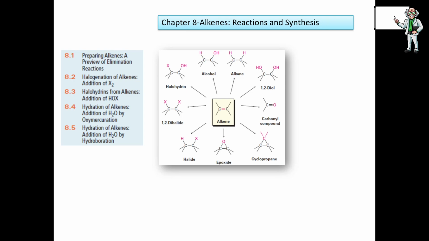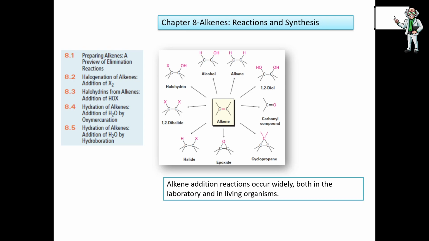Okay, alkenes are very important in organic synthesis. As you can see in the slide, we can do a lot of reactions. We can transform an alkene into almost anything that we can imagine. Here I put some examples, like the transformation of an alkene to an alcohol, to an alkane, to a diol, to a carbonyl compound, cyclopropane, epoxide, halide, 1,2-dihalide, or halohydrins.